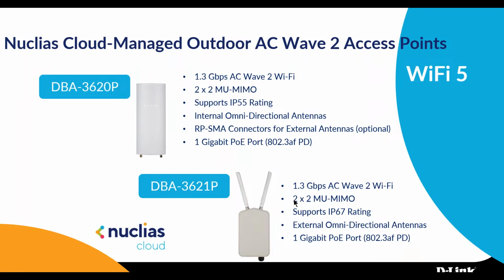Other big differences between these two access points: internal antennas on the DBA-3620P, external antennas on the 3621P, really depending on the type of application and the type of network you're trying to create.